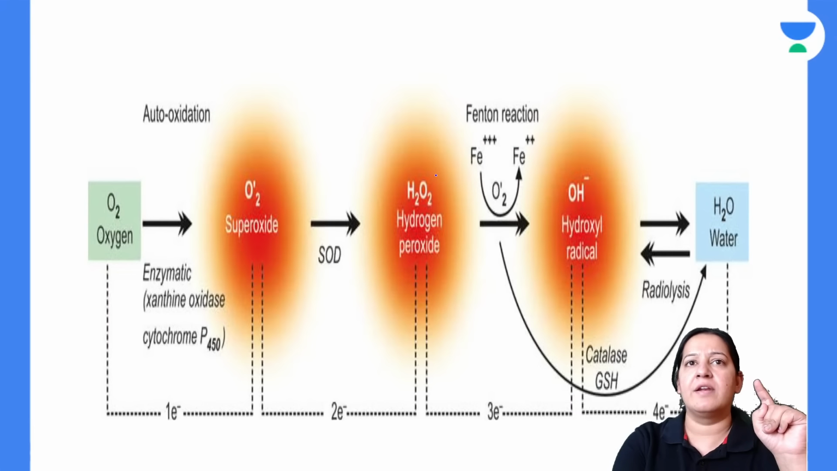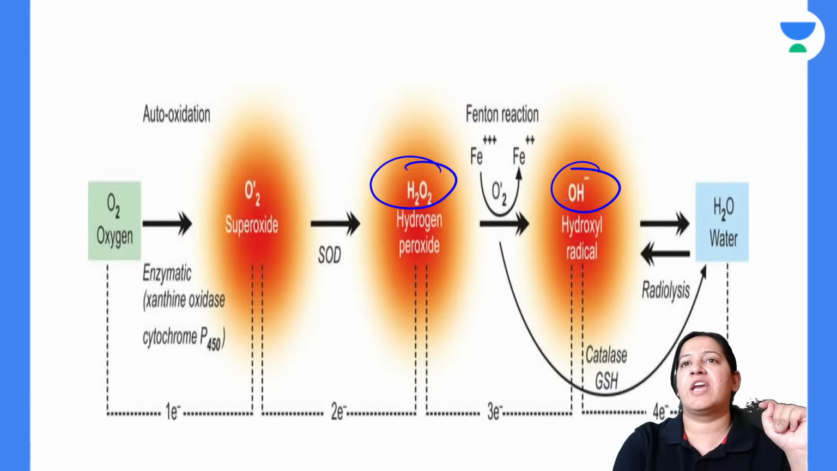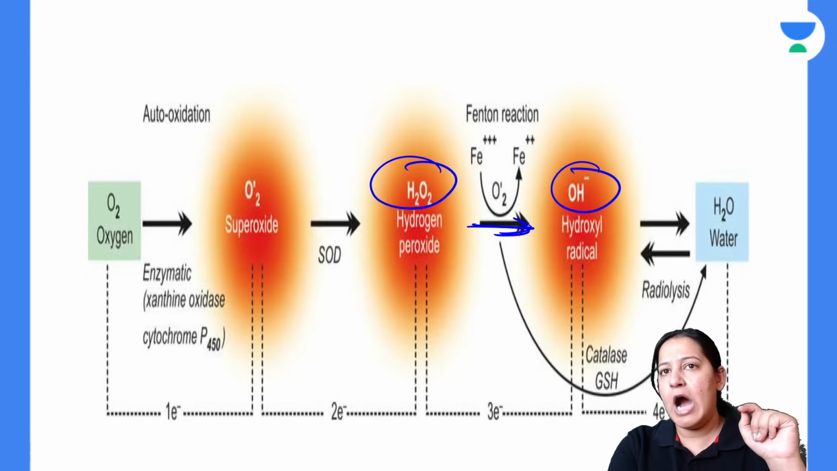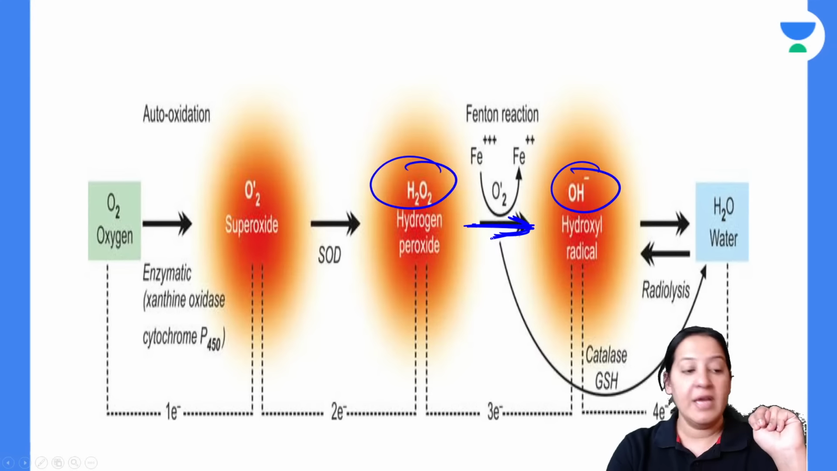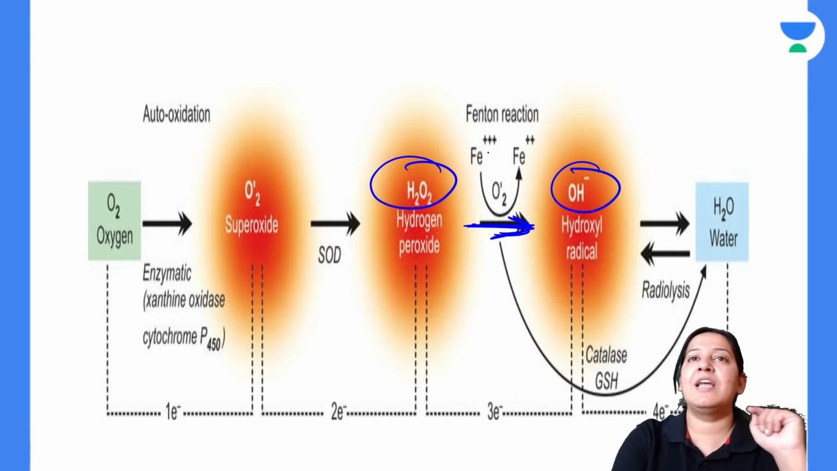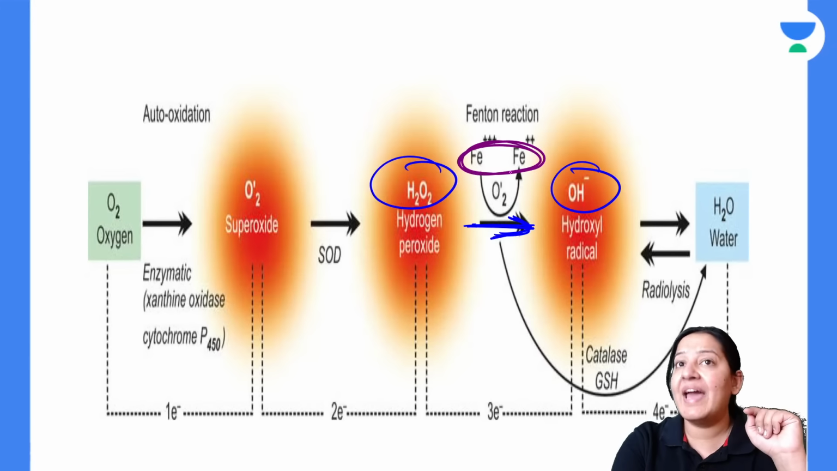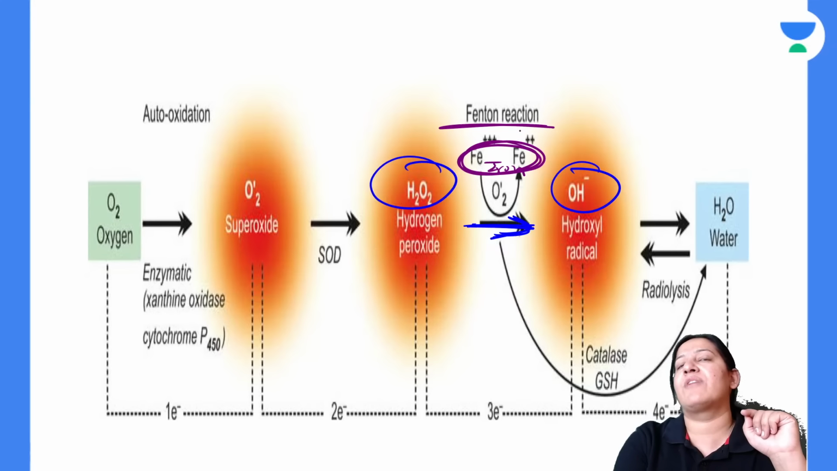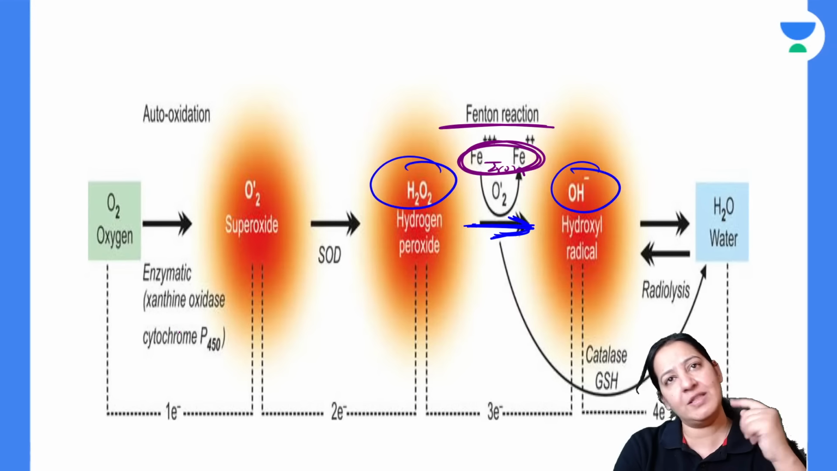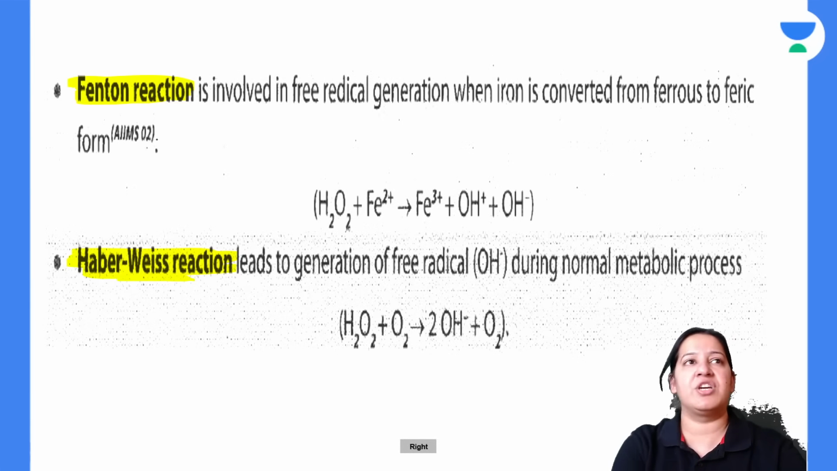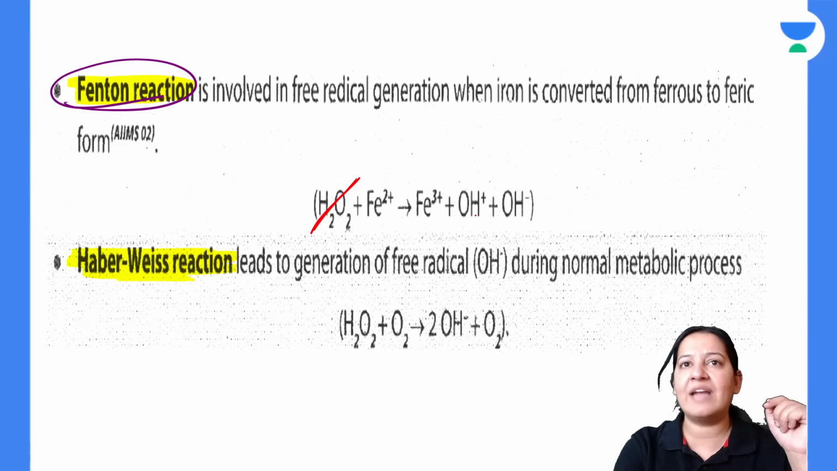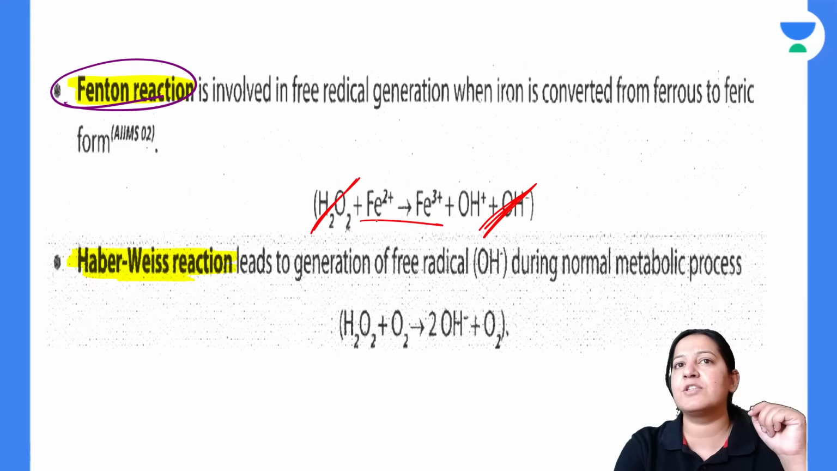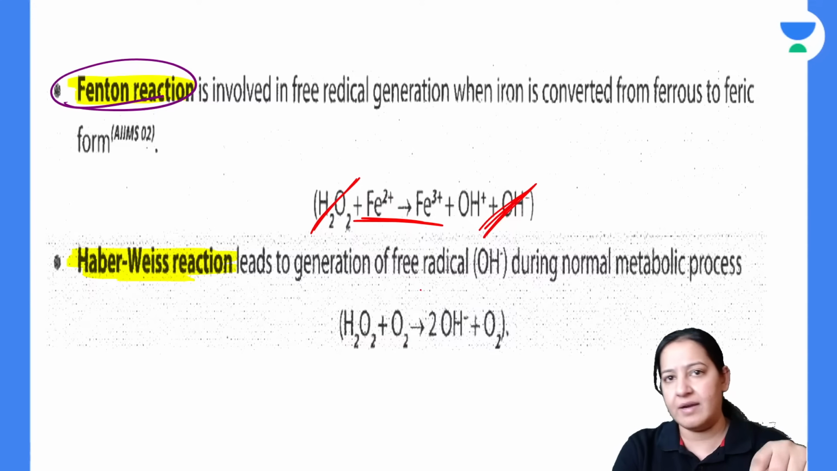So see the last step. See the conversion of H2O2 into OH negative. How is it converting? This conversion takes place by two mechanisms. If this conversion takes place in presence of iron, Fe, it is known as Fenton reaction. Give me a thumbs up. So what is Fenton reaction? In the Fenton reaction, H2O2 gets converted into OH negative in presence of iron. Have you got it?